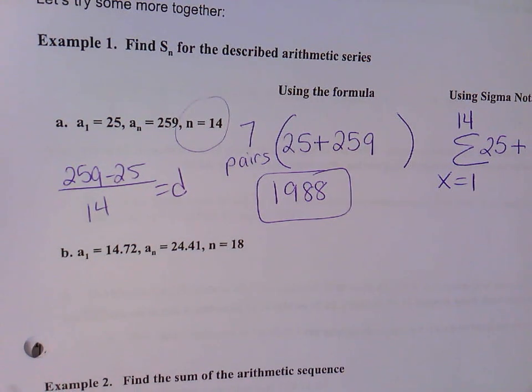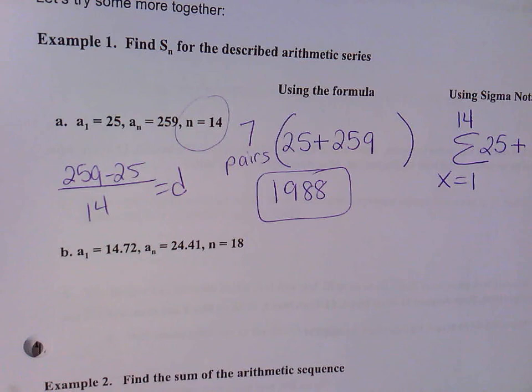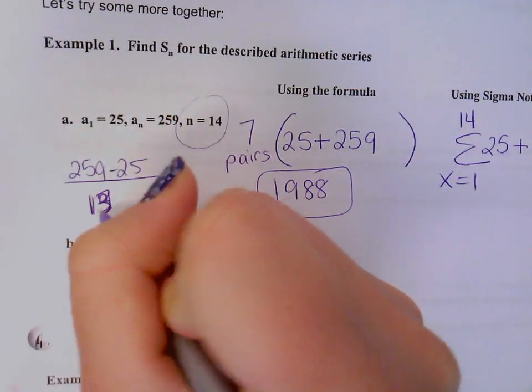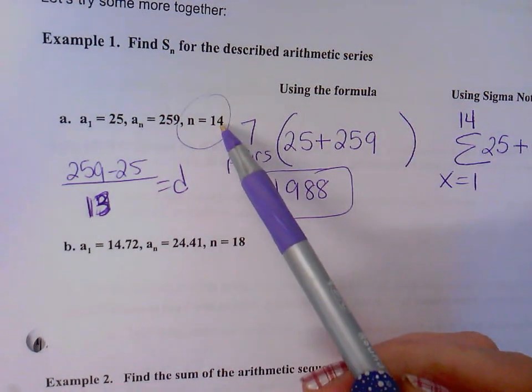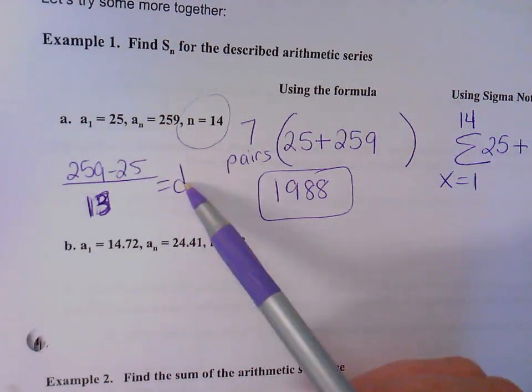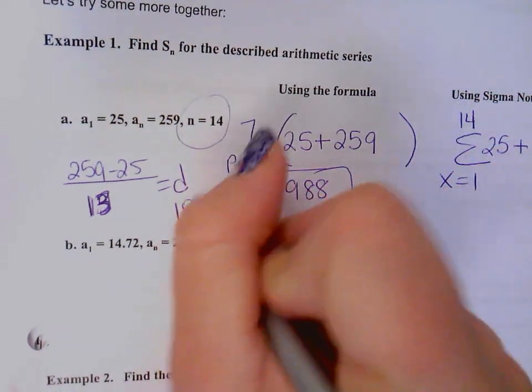Wait a second. Oh, I need to divide by 13, I think, right? Because I didn't add my common difference to the first term, right? N minus 1 times, it gets added. So I need to divide by 13. So D is 18.